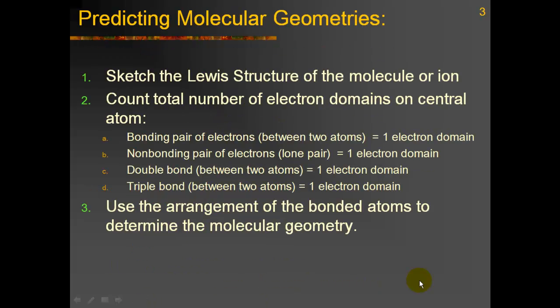When predicting molecular geometries, you guys should be familiar with this from the lab that you've done the last few days. Your first thing you're going to do is sketch the Lewis structure. Then, once you have your Lewis structure done, you're going to count the total number of electron domains on the central atom. So bonding pairs of electrons, this is between two atoms, will be one electron domain. Non-bonding pairs of electrons, those are the lone pairs. That is one electron domain. A double bond is one electron domain, and a triple bond is one electron domain. We're going to use the arrangement of the bonded atoms to determine the molecular geometry then.